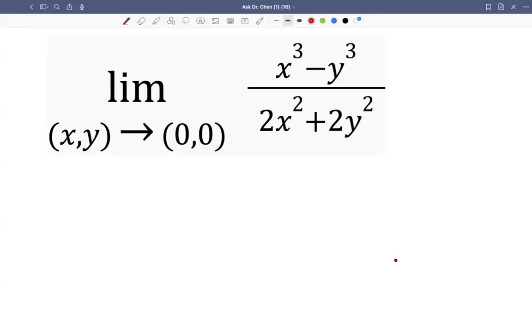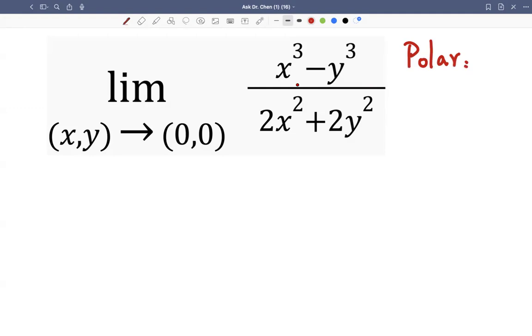Let's see this question. We want to find the limit as (x, y) approaches the origin of this function. So one way we could do this is to use polar coordinates, converting from polar coordinates to Cartesian coordinates.